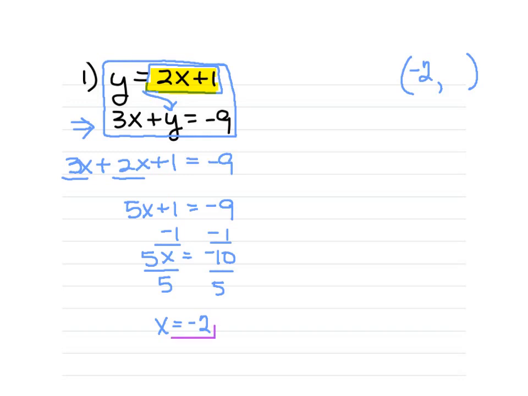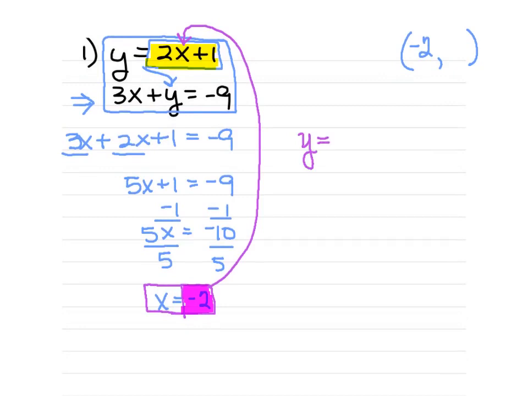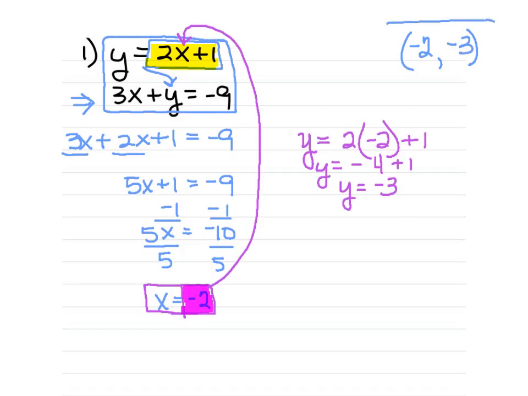All right, now that I know that x equals negative 2, I'm going to substitute it back into my original equation. Sorry about that. Let me do that again. Back into my original equation for x, and then I'm going to solve for y. So let's do that. y equals 2 times x, which is negative 2, plus 1. 2 times negative 2 is negative 4 plus 1, and so y equals negative 3. So there is my y, negative 3. So that is my solution.